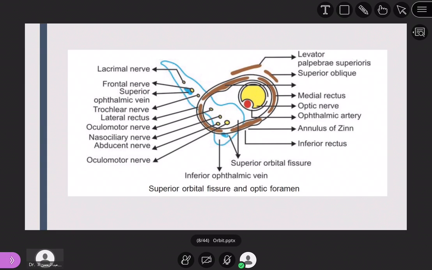So this is the superior orbital fissure. This is the optic. Here we can see the optic nerve, and this is the ophthalmic artery. This is the optic foramen, and here we have the superior orbital fissure.